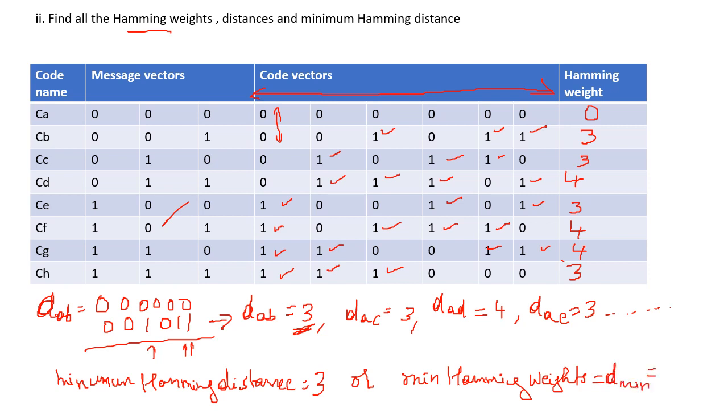If you see here, we get the set of Hamming weights as 0, 3, 3, 4, 3, 4, 4 and 3. The minimum should not include the 0 code vector. So we can write d minimum is equal to 3. There are two definitions for minimum Hamming distance. One is to find all possible distances and then the minimum among them gives the minimum Hamming distance. The other is to find all the possible Hamming weights and take the minimum non-zero Hamming weight, which gives you D minimum.